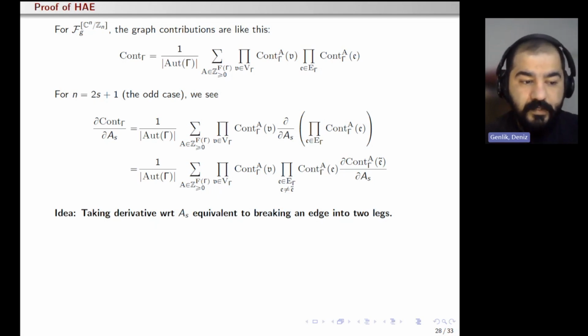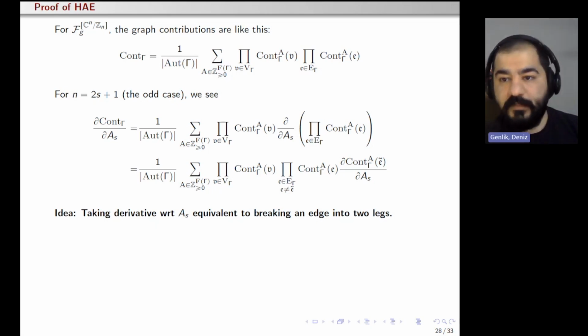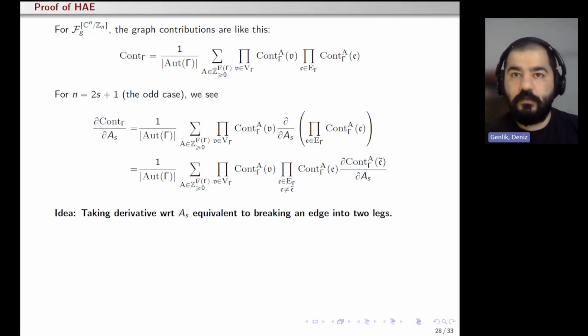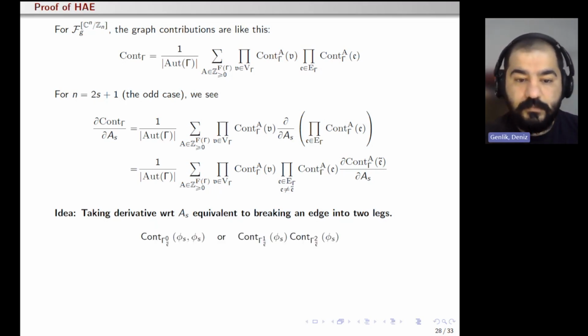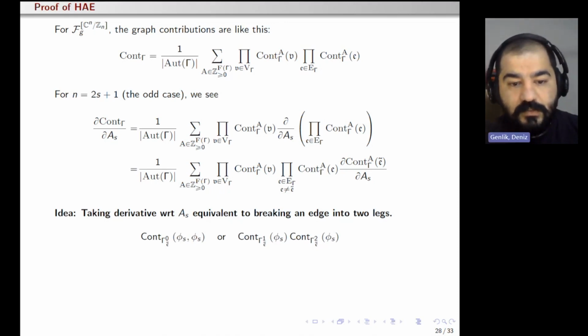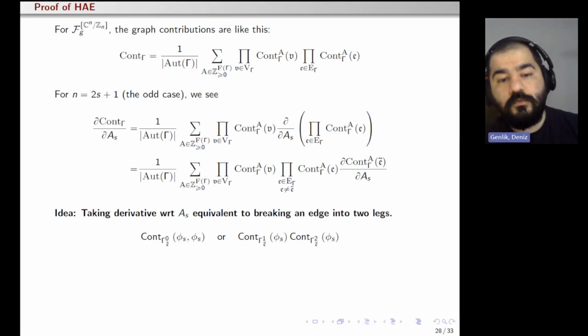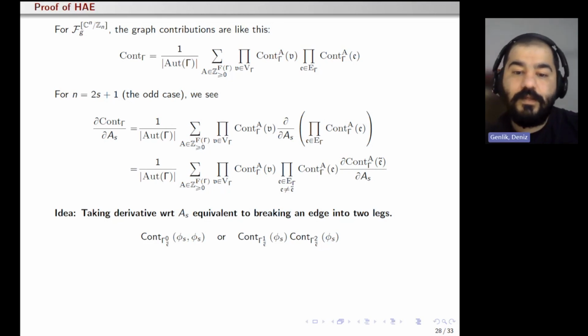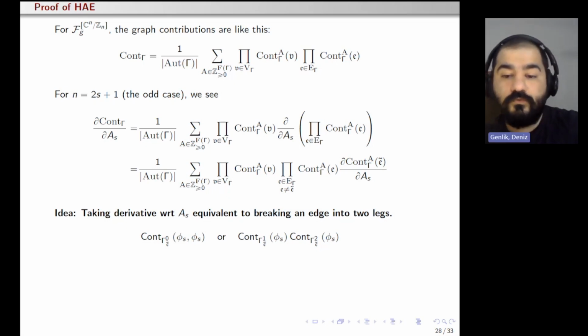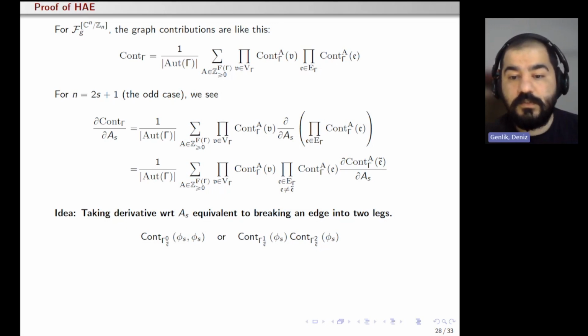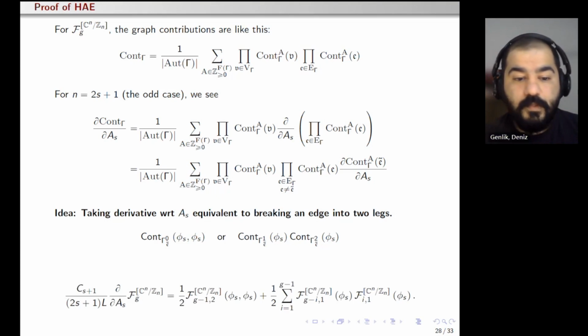So if you have a stable graph and you break an edge into two legs, there are two possibilities. Either your graph stays connected and you have two legs, or your graph becomes disconnected and decomposes into two graphs, each having one leg. If we take our gamma and have a connected graph after breaking an edge E tilde, it corresponds to another contribution for another potential with two insertions, this phi s. If the graph is disconnected, it becomes the product of two different contributions in different F_g's. And this is how we get our formula.